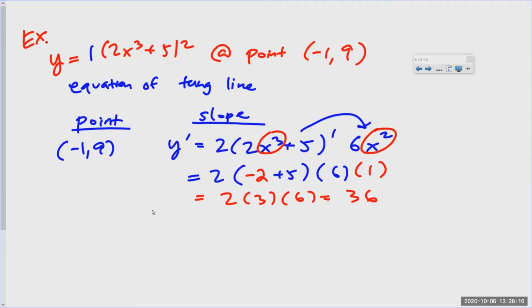I got a number for my point. You guys do it. Write the equation of a tangent line. See if you can do it. Plug it into that formula: y minus y1 is equal to the slope times x minus x1. Go ahead and write it. That's all you'll be doing today. y minus y1 is equal to the slope times x minus x1.